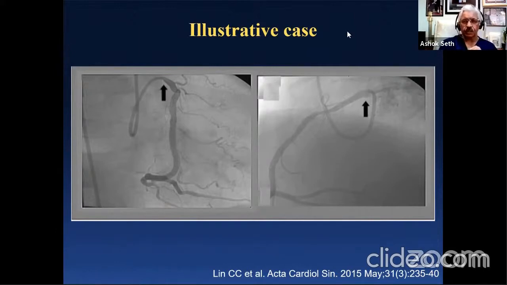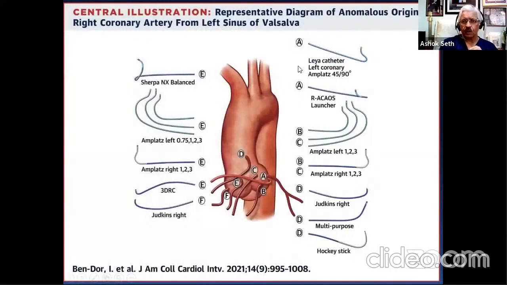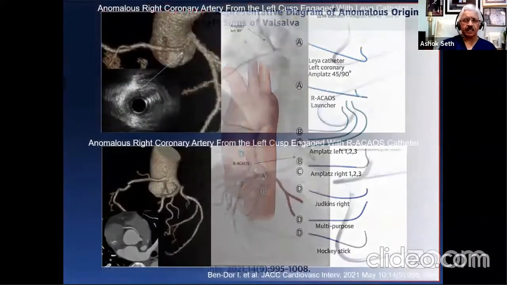I'm going to talk about this. So that is what we've already discussed. But let's come to these catheters we're talking about, and some of you probably have these in your labs. The Lea catheter, and the right anomalous coronary artery from the opposite sinus catheter, which is the Launcher. And this is what it looks like.